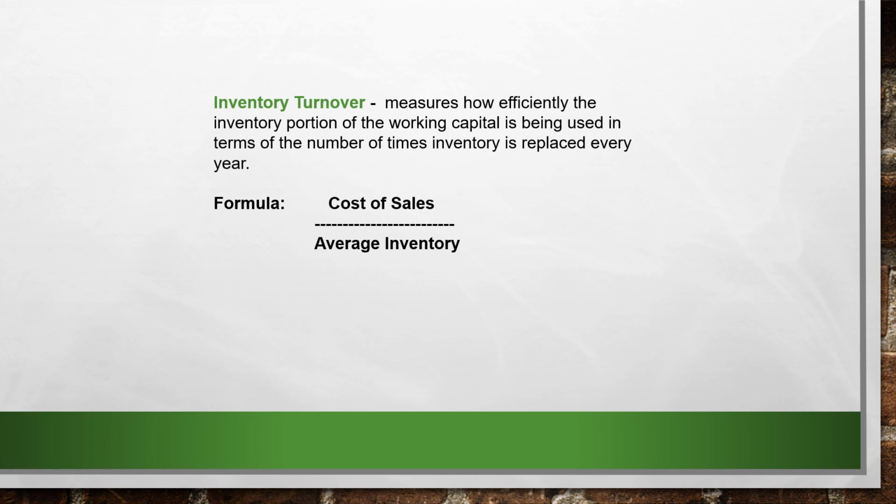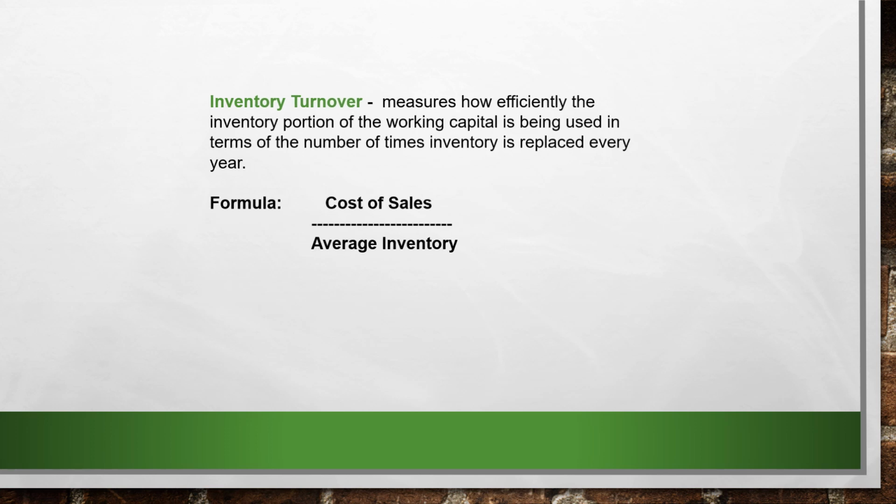Okay, so as mentioned a while ago, some companies use the criteria of inventory turnover. It measures how efficiently the inventory portion of the working capital is being used in terms of the number of times inventory is replaced. So our formula is cost of sales divided by average inventory. Some companies usually use this metric.